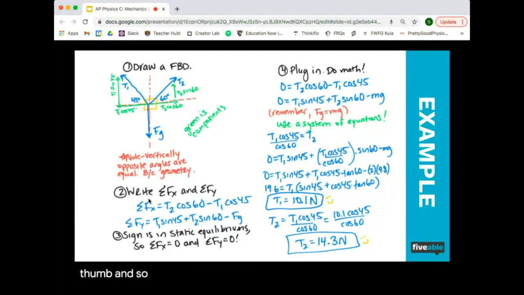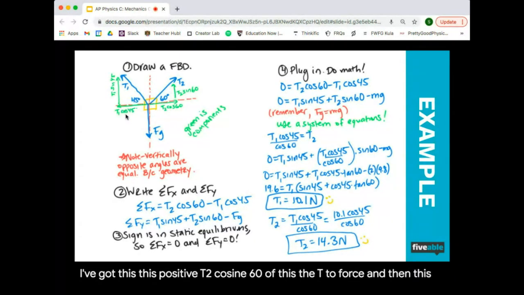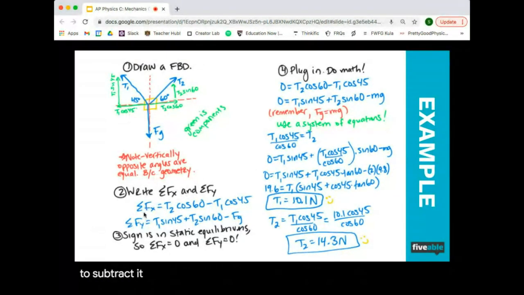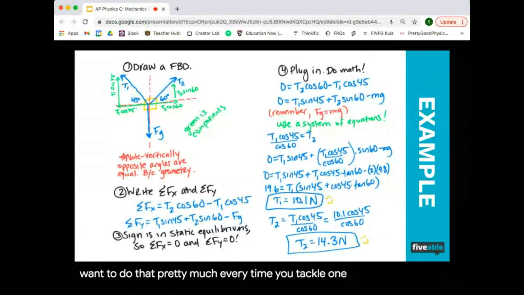So I wrote my net force expression in the x direction first. I've got this positive T2 cosine 60, the T2 force, and then this T1 cosine 45 is pointing in the negative direction, so you're going to subtract it. And then in the y, we've got the y components of each of the tension forces pointing up, and then minus the force of gravity pointing down. So those are my net force expressions. You're going to want to do that pretty much every time you tackle one of these force problems.